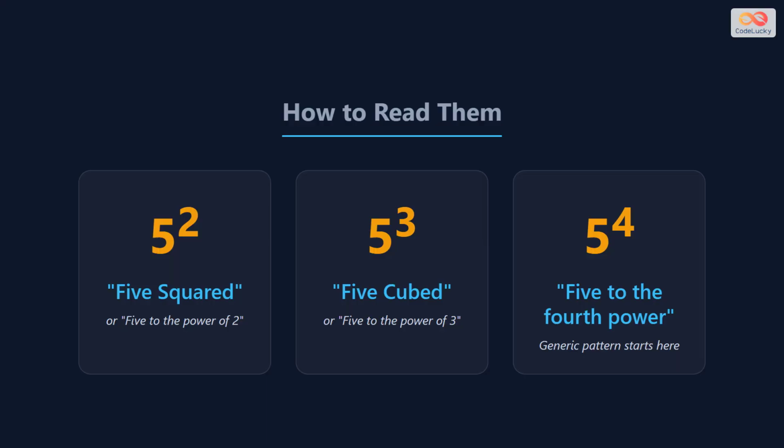There are specific ways to read these aloud. If the exponent is a 2, we say the base is squared. For example, 5 squared. If the exponent is a 3, we say the base is cubed, like 5 cubed. For any exponent 4 or higher, we simply say 5 to the 4th power, 5 to the 5th power, and so on.